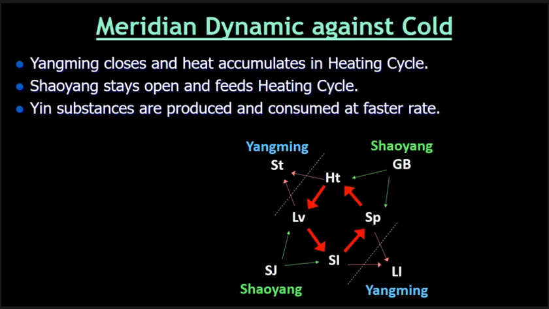Okay, let's go. The meridian dynamic against cold. So Yangming closes, and heat accumulates in the heating cycle. We see that happening. Those white dashed lines show that the Yangming is closing down, and the heat is accumulating in the heating cycle, and then the Shaoyang stays open and feeds the heating cycle. Yin substances are produced because the Shaoyang division is supporting the heating cycle.